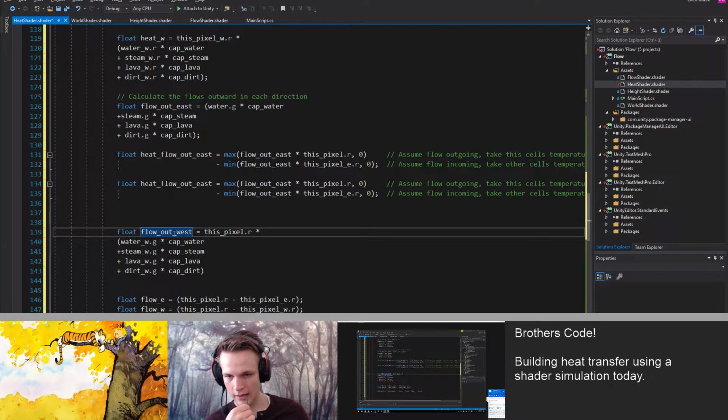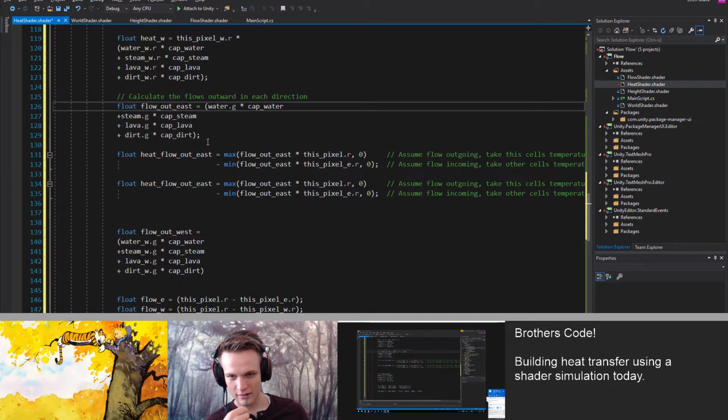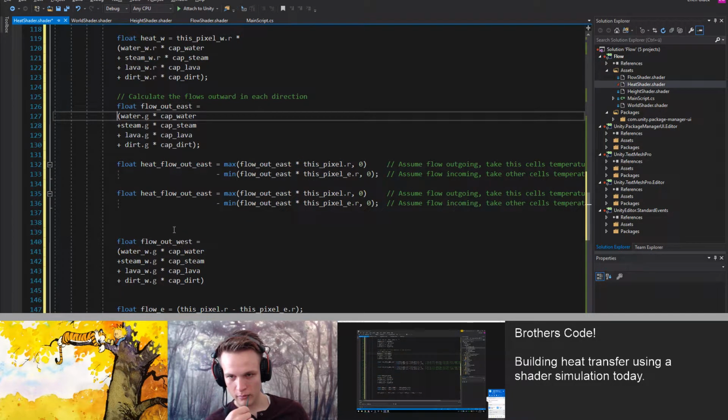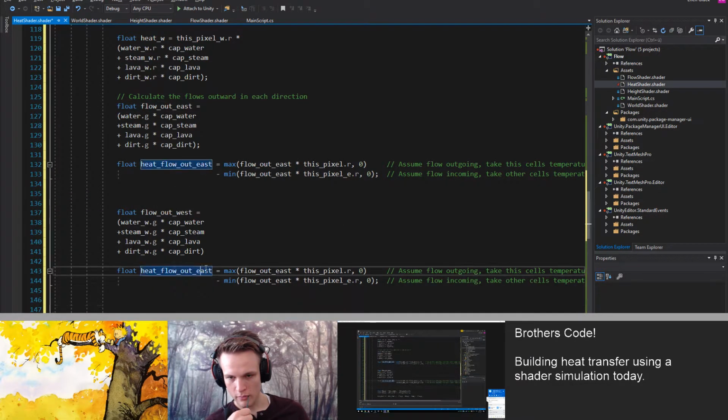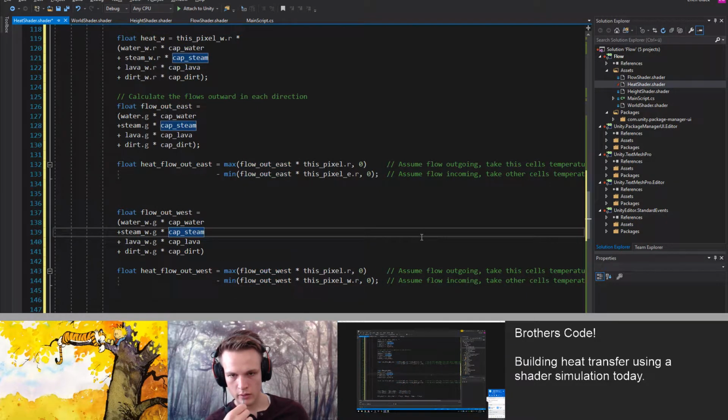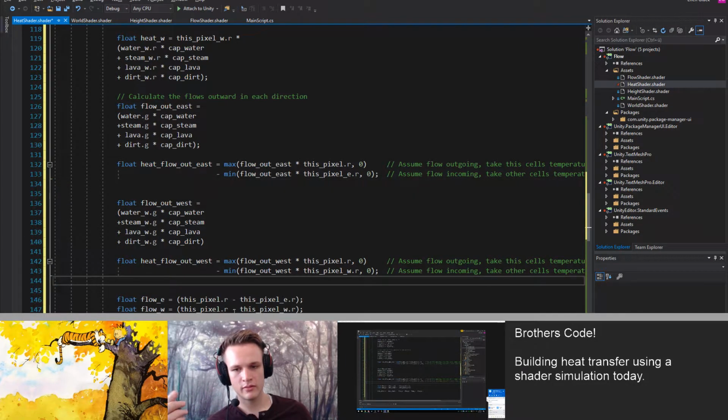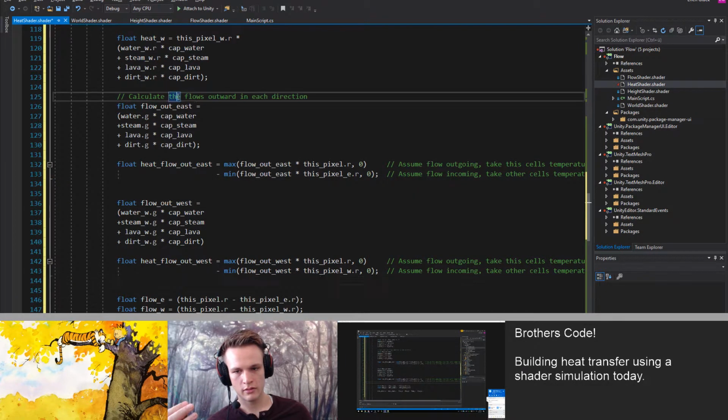Flow out west. Doesn't need that in it. And then heat flow out west is the same thing, but with a west. And west heat. Looks right. Cool. Okay, so now that heat has been flowed, heat has been flowed.